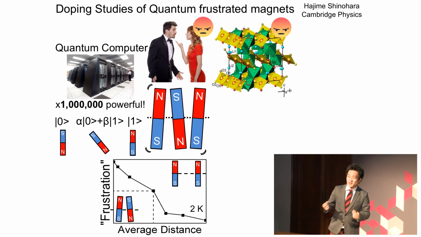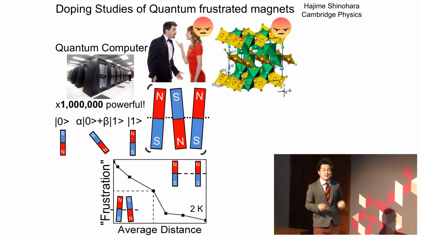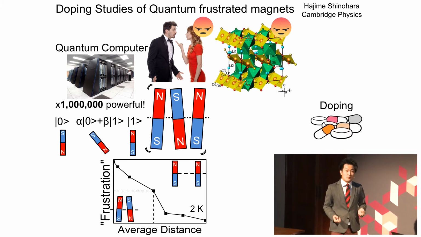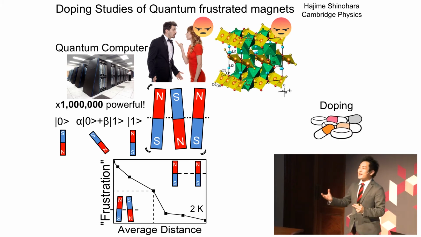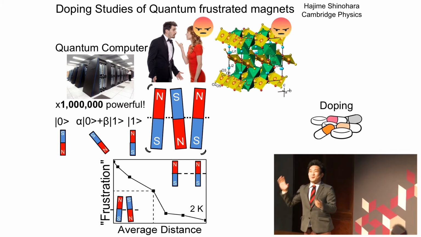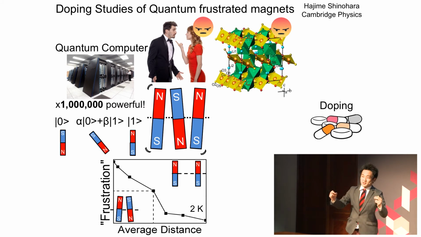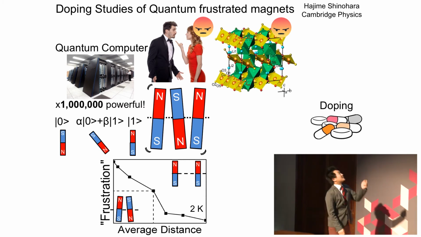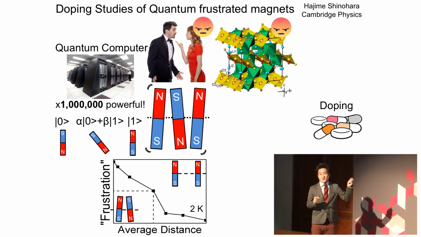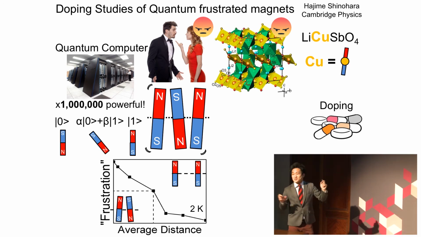But practically, how do we control the tiny distance in the material? The answer is doping. Doping takes some medicine and make people stronger. But in materials, doping is add some chemicals and change the properties of material. And this is the material, experimentally, the material that I'm working on, called lithium copper antimonide.